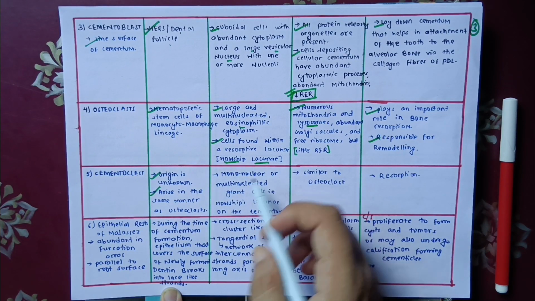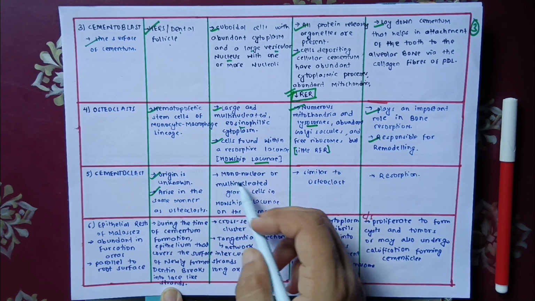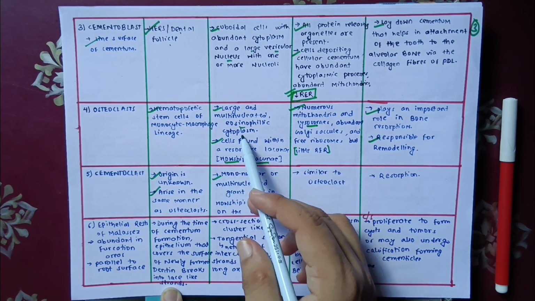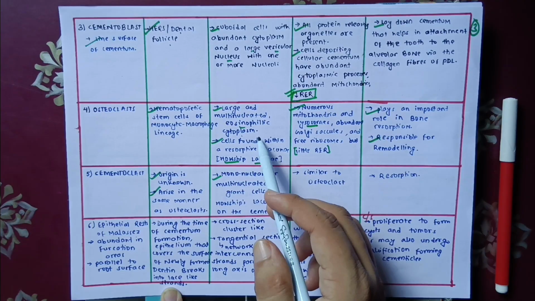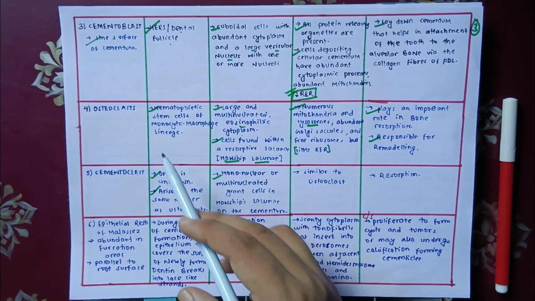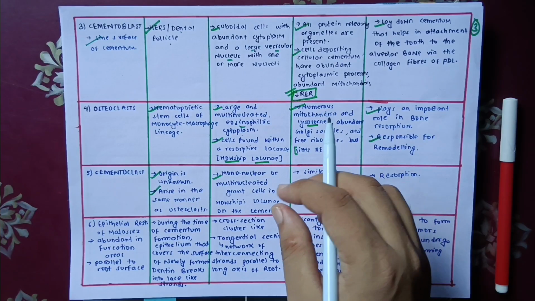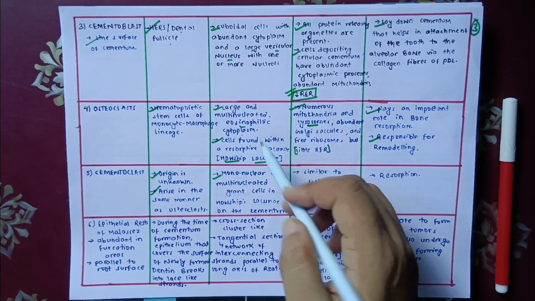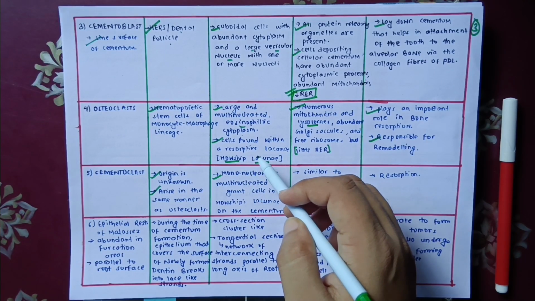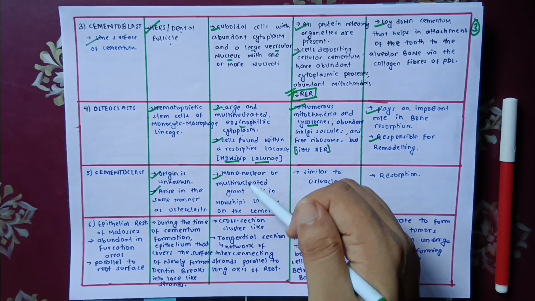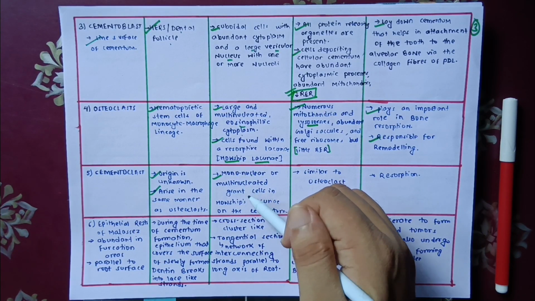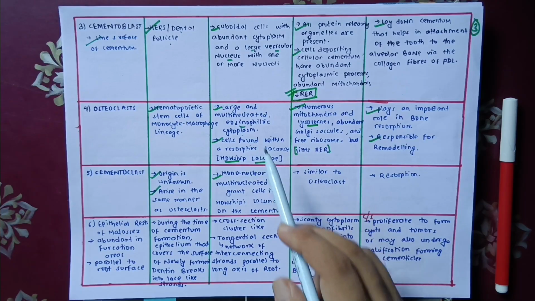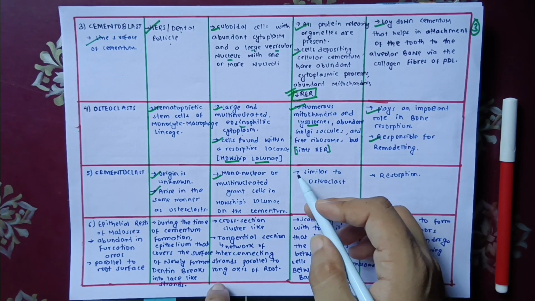After that, in the light microscopy, the cementoclast is a mononuclear or multinucleated giant cell in the Howship's lacunae of the cementum. So the morphology is a bit similar to that of the osteoclast. In the osteoclast also there was a large, multinucleated cell with eosinophilic cytoplasm present in the Howship's lacuna, and this cementoclast is also similar to that. Giant cell means larger cell.